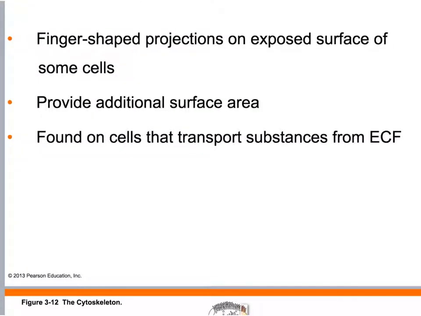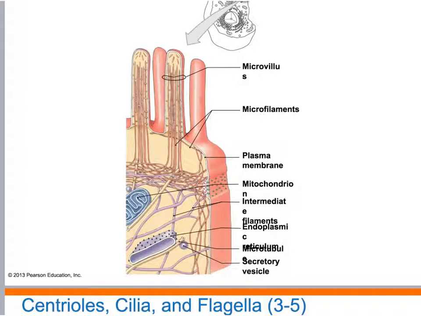Next are the microvilli, and they're finger-shaped projections on the exposed surface of some cells. They provide additional surface area, and they're found in cells that transport substances from the extracellular fluid. This is an image of the microvilli and the cytoskeleton and the microfilaments.